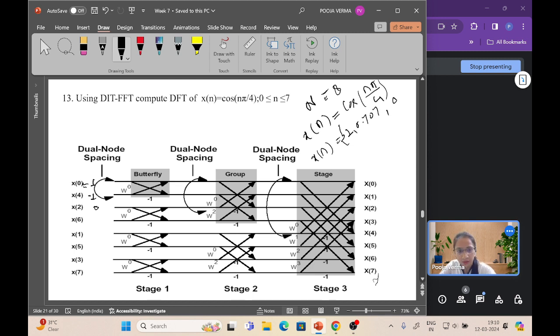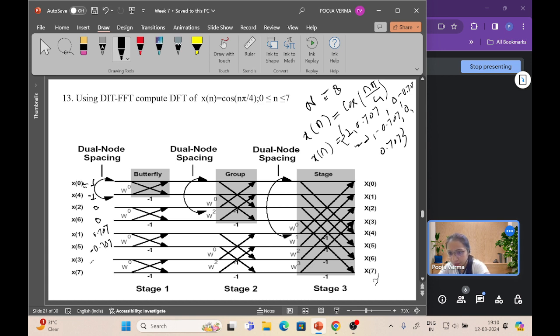0.707, then 0, minus 0.707, then minus 1, minus 0.707, then 0, 0.707. It is easy to write here. So 1 minus 1 is 0, then x of 6 is 0, then x of 1 is 0.707, 0.707, and x of 5, that is 0 minus 0.707.